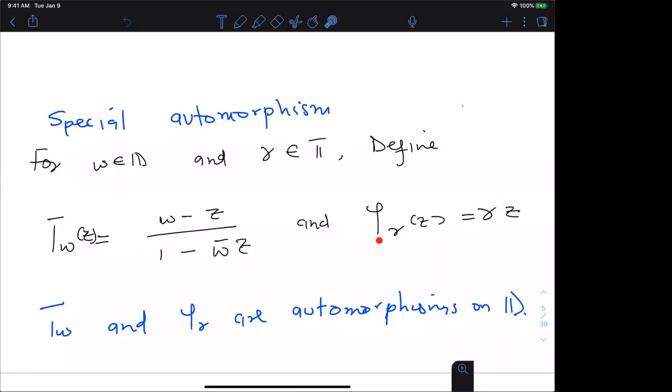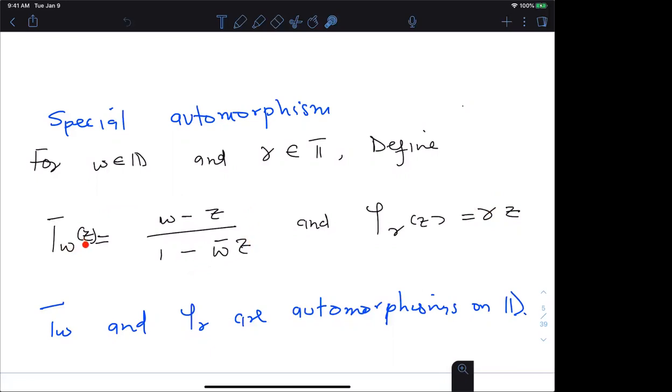Now, if you pay attention to the phi function here, we notice that because gamma is on the unit circle, the phi function is just a rotation of the disk about the origin through an angle of the argument of gamma. So it is indeed an analytic function from the disk to the disk, and so it is an automorphism.